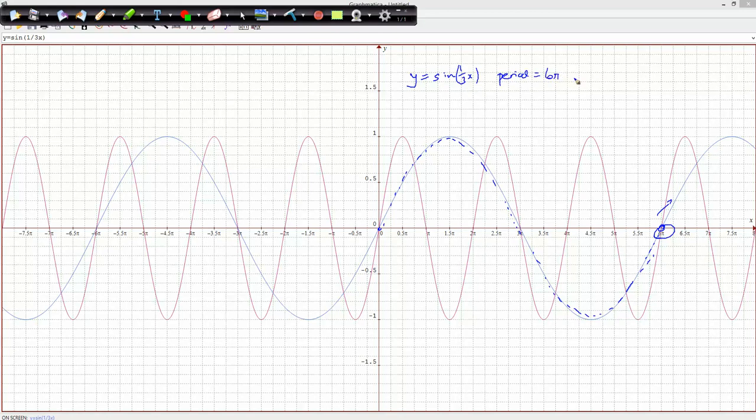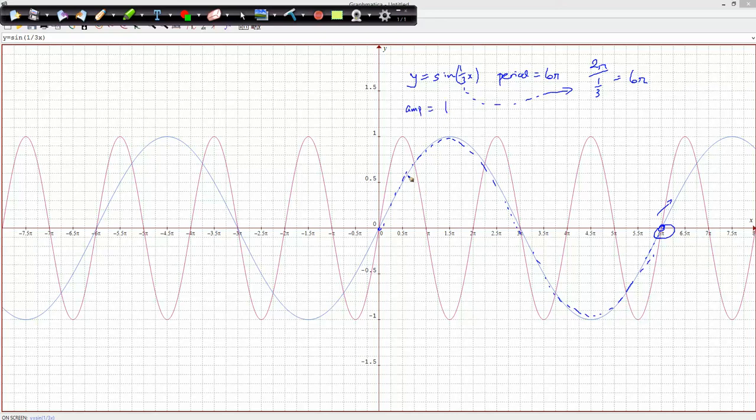How could I have predicted that? Take the period of a normal sine curve and divide it by this number, which is between the sine and the x. So that's going to be 6 pi. And we've seen that the amplitude is equal to 1.